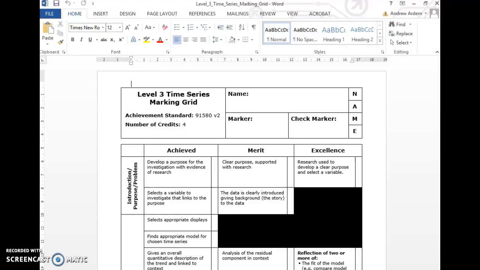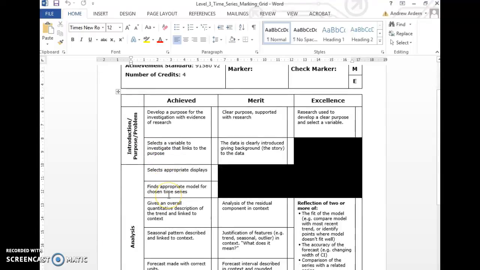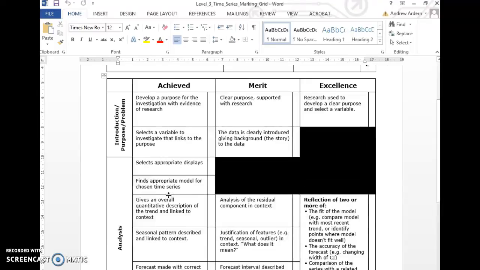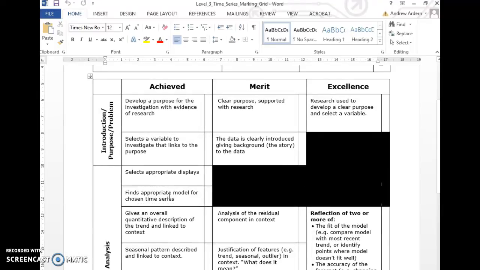This is the marking grid I will be using to mark your reports, and when we do our practice, we're going to mark some other reports using this grid to get our head around it. The achieved column is non-negotiable. You have to do every single thing in it to get a merit and an excellence, and an achieved, obviously.